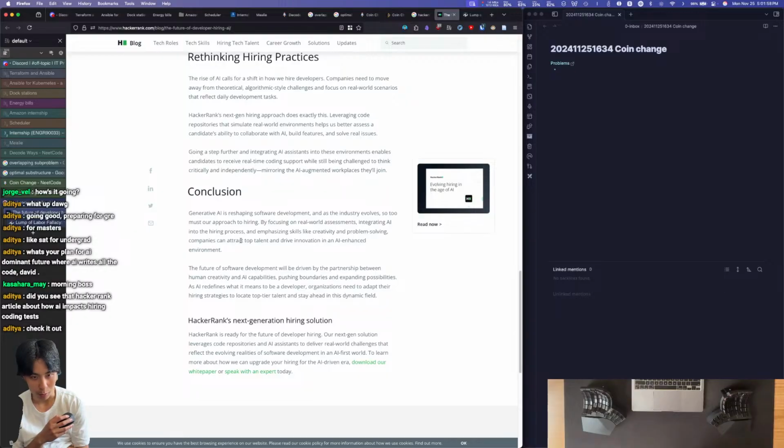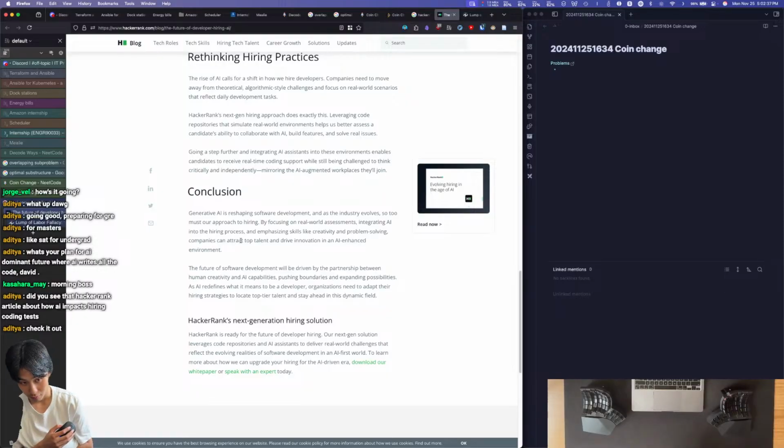HackerRank's next-gen hiring approach does exactly this, leveraging code repositories that simulate real-world environments, to help us better assess a candidate's ability to collaborate with AI, build features, and solve real issues. Going a step further and integrating AI assistance into these environments enables candidates to receive real-time coding support while still being challenged. Okay. So, mirroring the AI augmented workplaces they'll join.